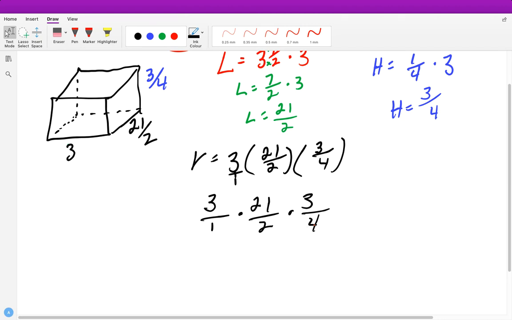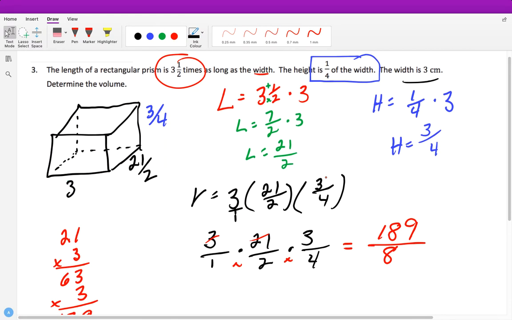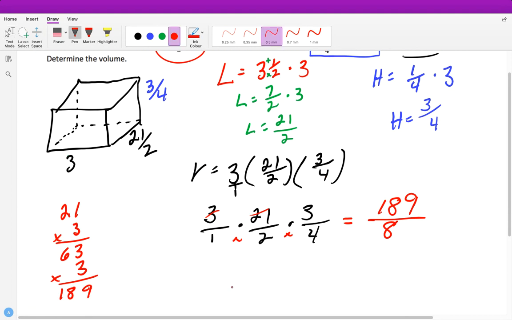So now we're just going to multiply across. I'm going to do 21 times 3 first, and that will give me 63. Then I multiply it one more time by 3, and that will give me 189. So this is equal to 189, and 1 times 2 times 4 is equal to 8. Since it didn't reduce in the beginning, it cannot reduce at the end. So our answer, or volume, will be equal to 189 over 8 centimeters cubed.